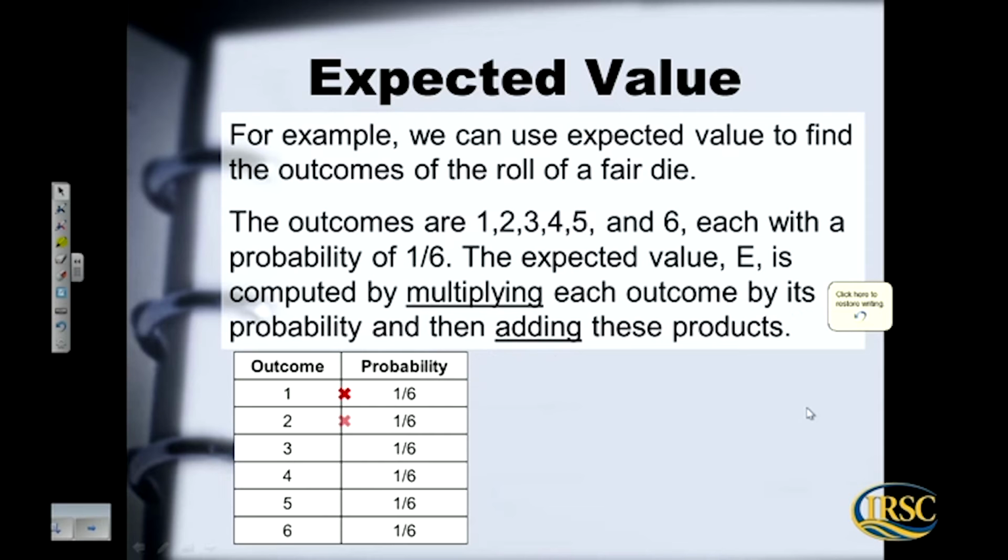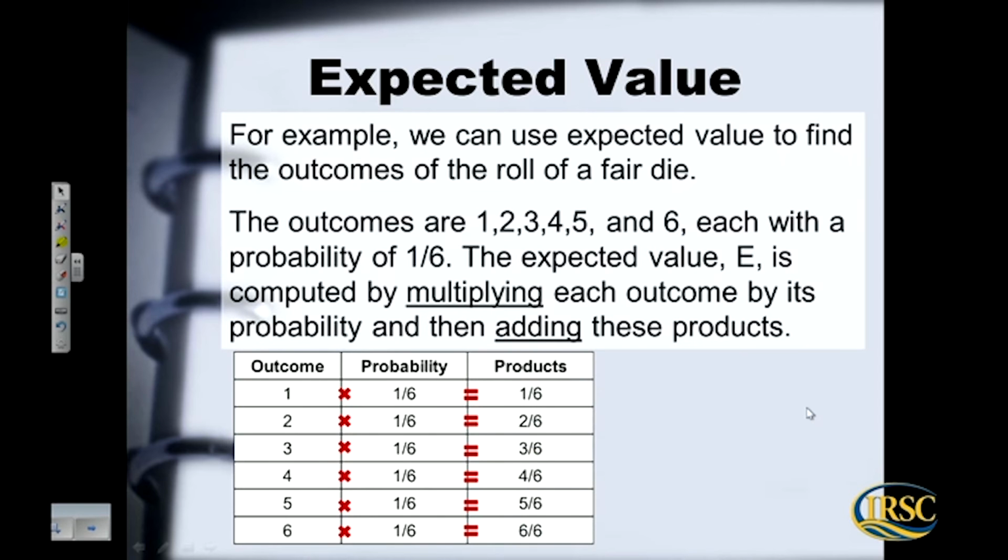Okay, so we're multiplying each of these rows together. So 1 times 1/6, 2 times 1/6, 3 times 1/6, and so on. It's actually best to keep them in the form of a fraction because you're then going to be adding these. And it's better if you don't reduce, because you want a common denominator when you're adding. So when we multiply it all together, we get 1/6, 2/6, 3/6, 4/6, 5/6, and 6/6.